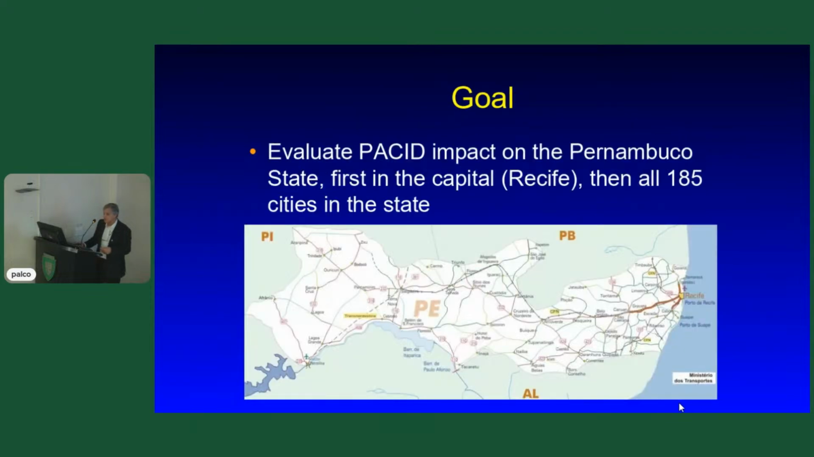So here's the state, and 185 cities will receive the intervention over time. They expected it to be in 2 years, but in reality, I knew it was going to be longer. So I said, we have time to do this. Let's implement little by little.